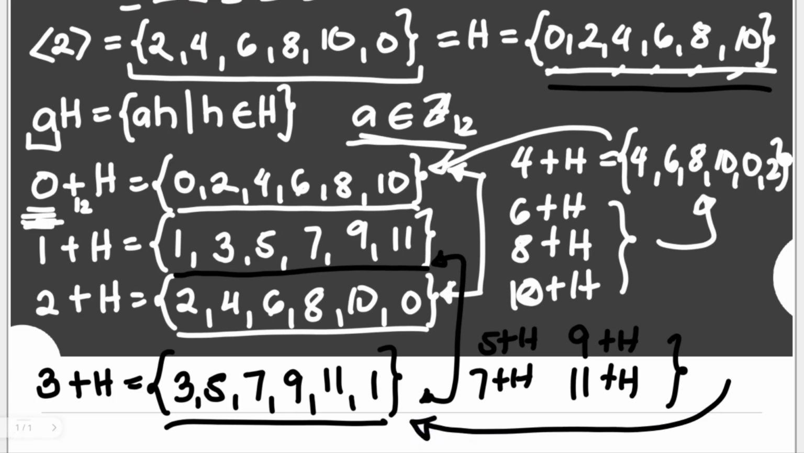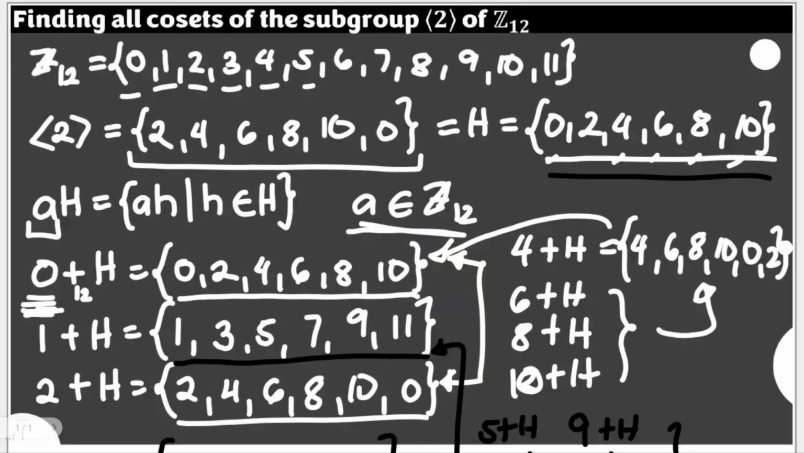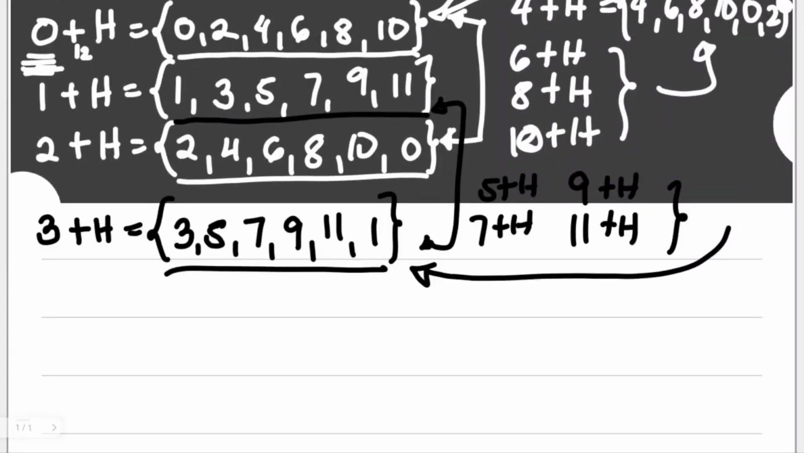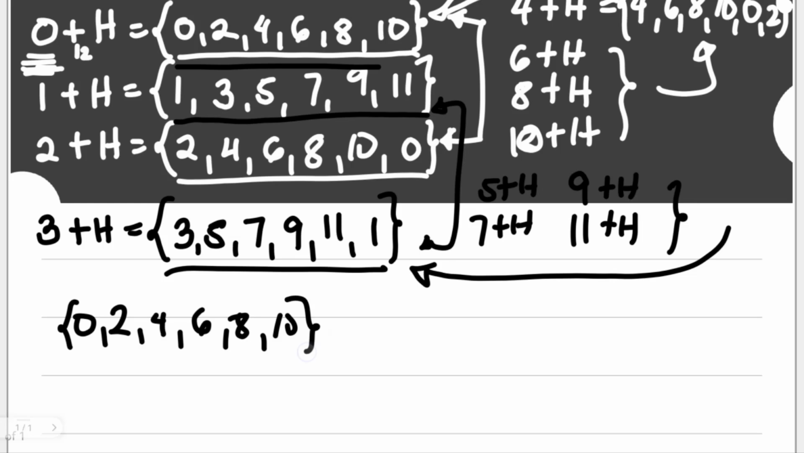What would this tell us now? Now, for all the left, we're starting with left. Sorry, let me label it here. We started with left cosets. For the left cosets of the subgroup generated by 2 on Z12, we only have 2 unique cosets. And that is, we have here the 0, 2, 4, 6, 8, and 10, which is just equal to 0 plus H, or etc.